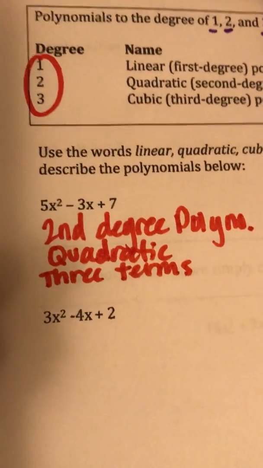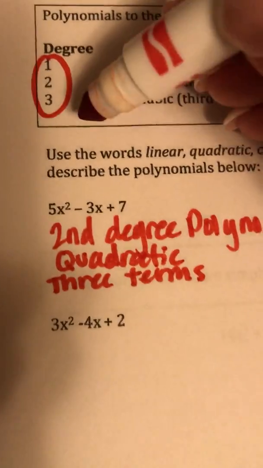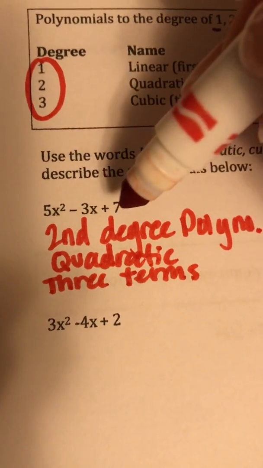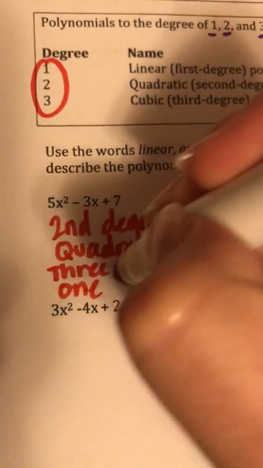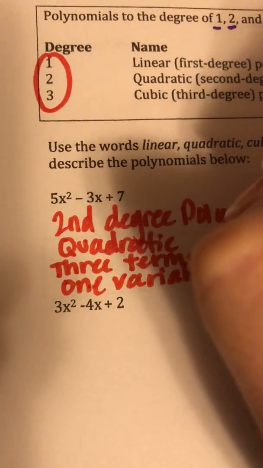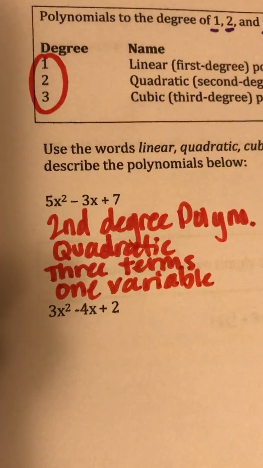And let's see, how many variables do we have? We have x, and no variable. So this is a polynomial with one variable. Okay.